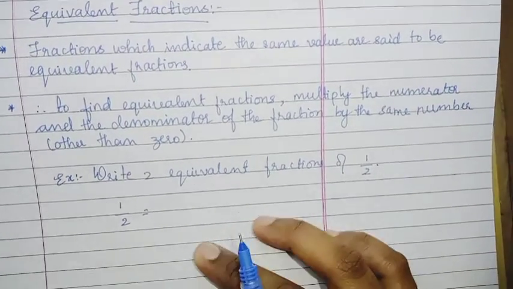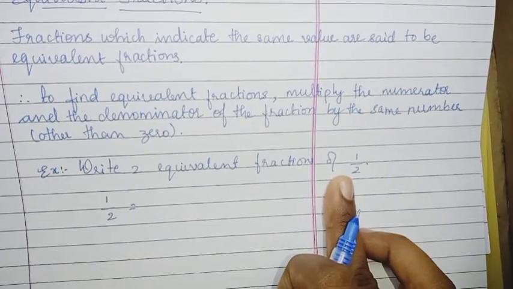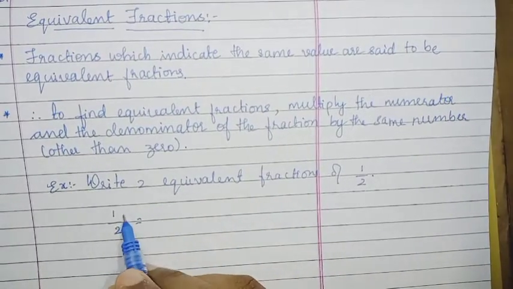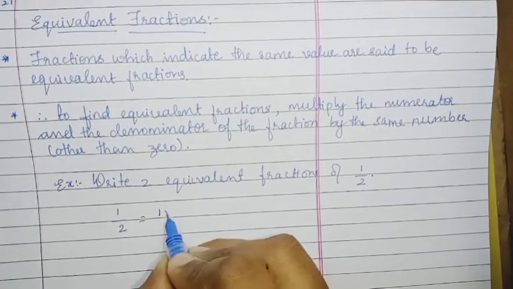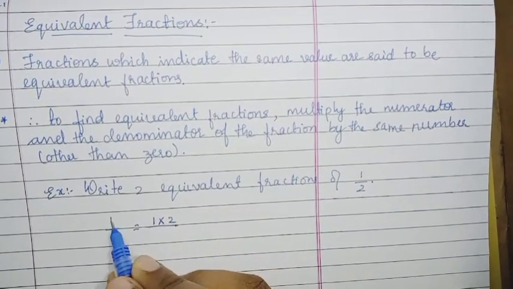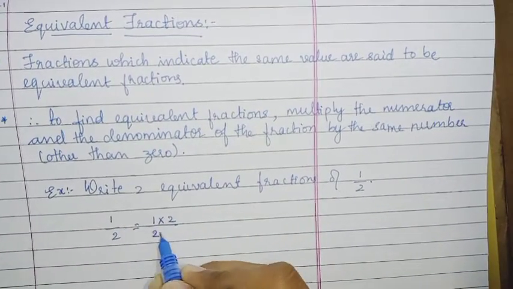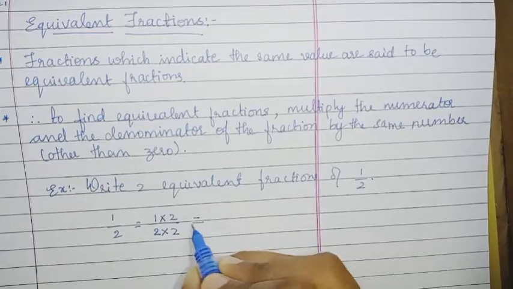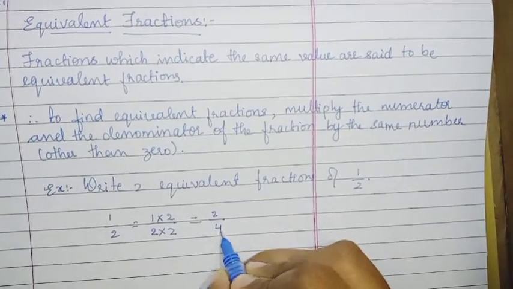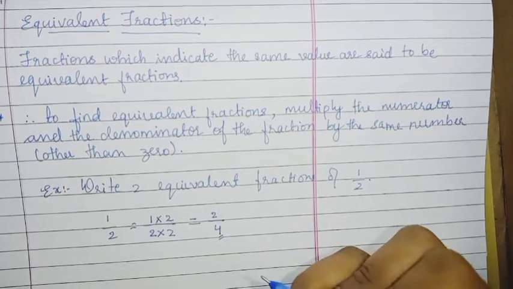Let's see one example. Write two equivalent fractions of 1 by 2. So 1 by 2 is given. I'll multiply both the numerator and denominator by 2. I can multiply by any number, but for now, I'll just multiply by 2. The numerator 1 into 2, denominator 2 into 2. What will I get? 1 2s are 2, 2 2s are 4. So this is one equivalent fraction.